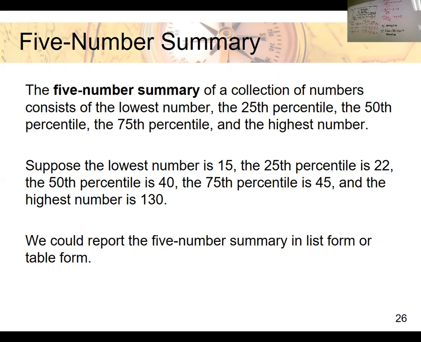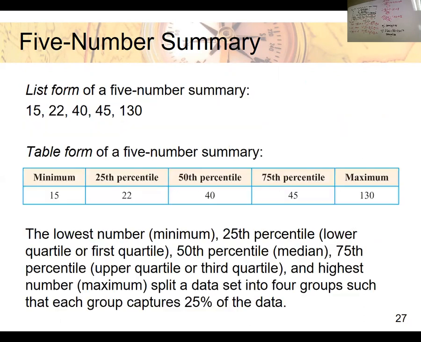So here we can report the 5-number summary in list form or in the form of a table. This is what list form looks like from left to right: the minimum, then 25th percentile, 50th percentile, 75th percentile, and 130. And also you see the table form.